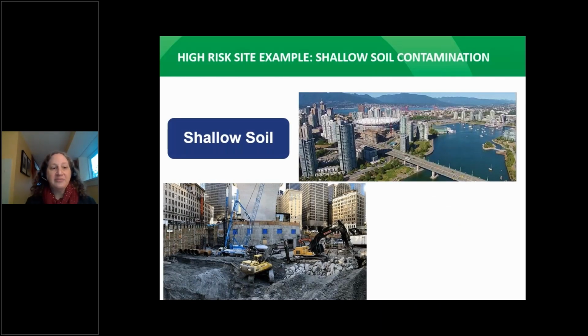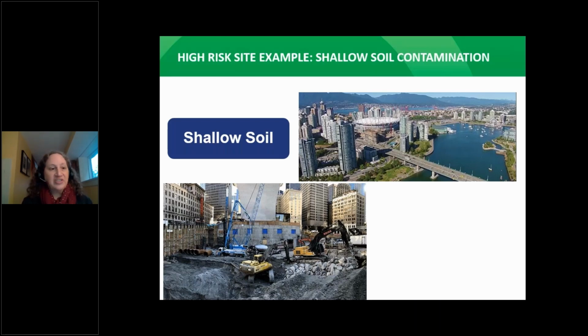Another typical high-risk site that occurs is contamination in soil used as shallow fill material. This fill material is usually contaminated with metals in concentrations exceeding upper cap concentrations. Examples include the False Creek area of Vancouver, where there is active development in a historically industrial area and is filled with poor quality fill material.